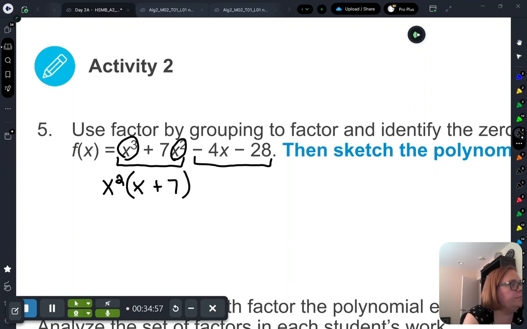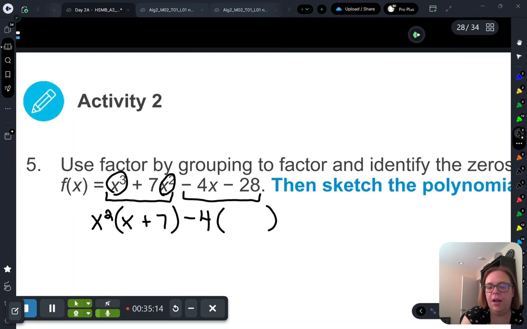So then the last two terms, they're both negative. We're going to take out a negative, and I see 4 goes into 28, so I'm going to take out a 4. And when you take out a negative number, everything that's left inside is going to change sign, I guess, in this case. So this was a negative 28. Now it's a positive 7 because we took the negative out. So notice we have the x plus 7.